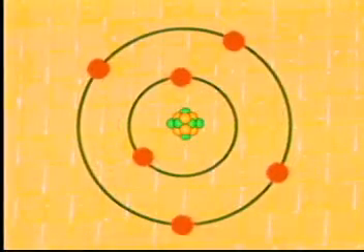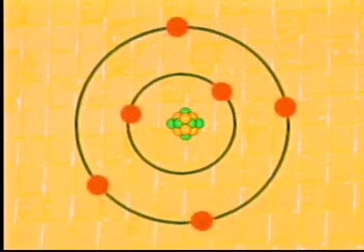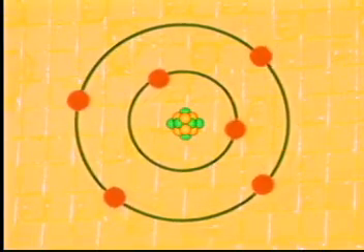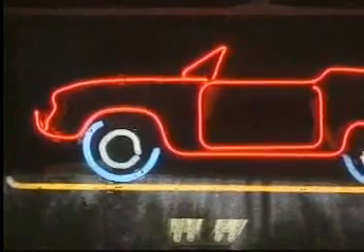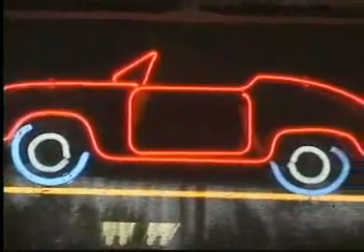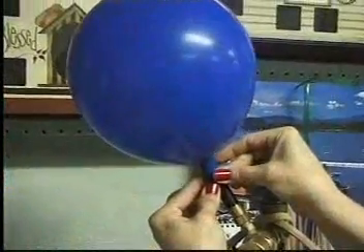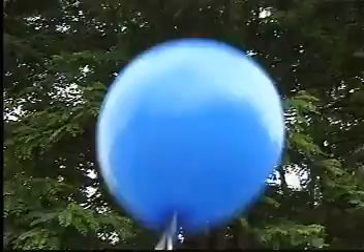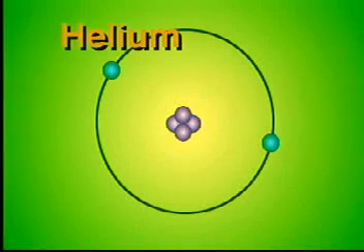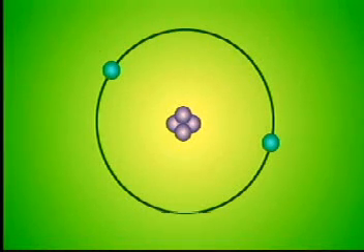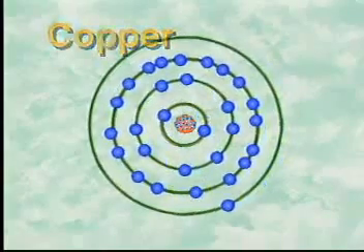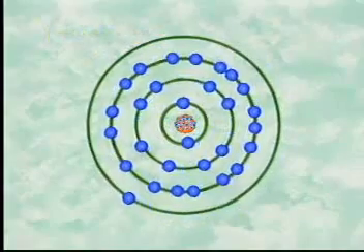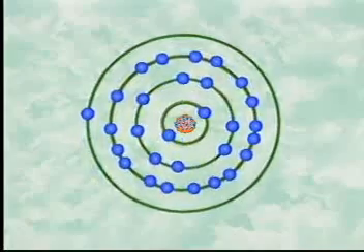Valence electrons in the outermost energy level determine an atom's stability and how it will bond with other atoms. When the outermost energy level of an atom, such as neon in this sign, is full, it is very stable. Helium, another stable substance, is a gas that is lighter than air and makes this helium-filled balloon float. Helium has its outer energy level full with 2 electrons. But elements, such as copper seen here, in which the outermost energy level is not filled with electrons, are less stable and are more likely to form bonds.